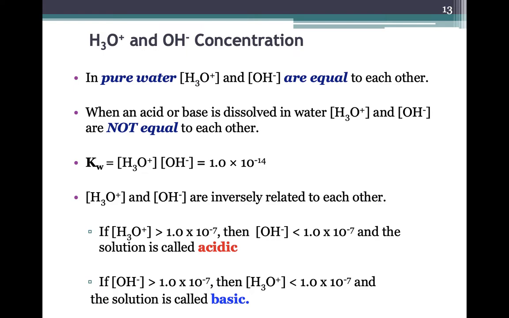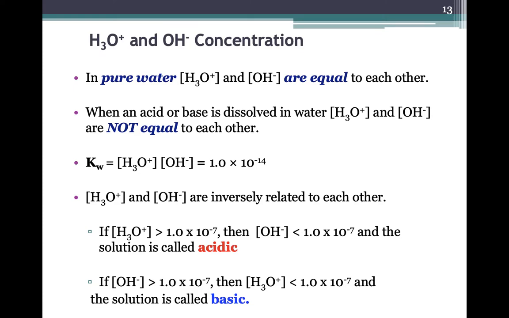When we add an acid or a base to water, we would get a situation where they are not equal. However, the concentration of hydrogen ions times the concentration of hydroxide ions always has to equal 1 times 10 to the negative 14th. It can never be any other number. So, as the hydronium ion concentration increases, hydroxide ion decreases. They're inversely related to each other. And if the hydronium ion concentration is greater than the hydroxide ion concentration, then it would be acidic.